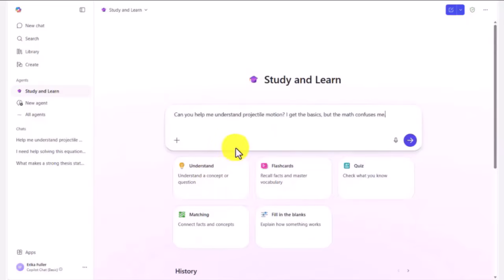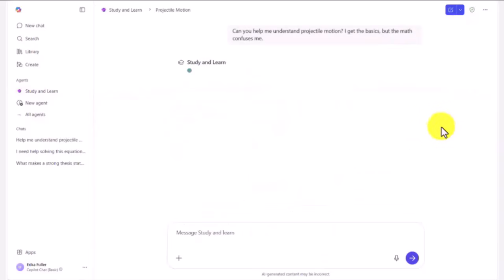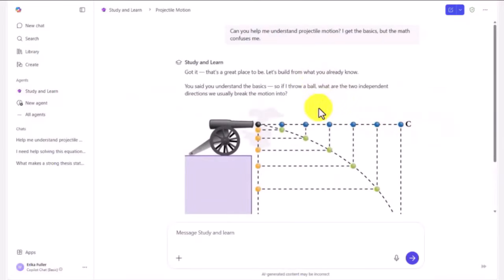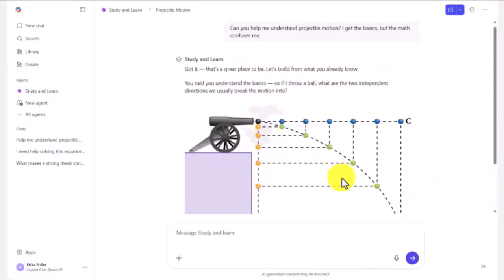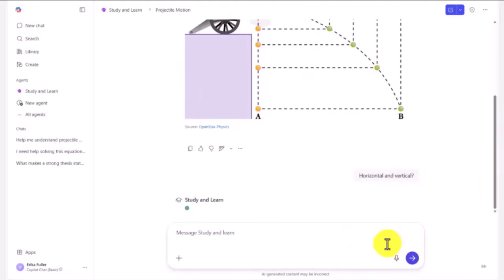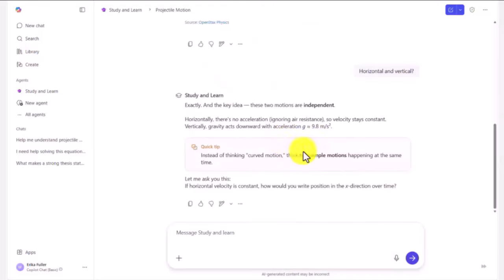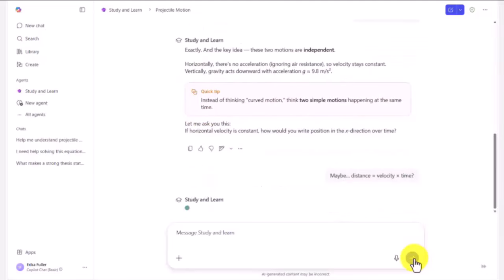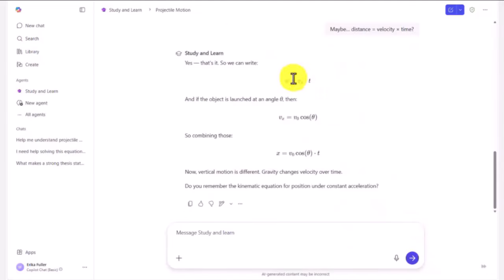Here's a student who comes in and says, hey, can you help me understand what projectile motion is? And so the agent responds with an explanation, and images are coming very soon. Today you'll see them as links in the conversation. The agent then asks a question, and the student responds. It'll offer tips and explanations. It'll give feedback as the student goes along. Now the agent and the student are in a side-by-side, step-by-step coaching mode.